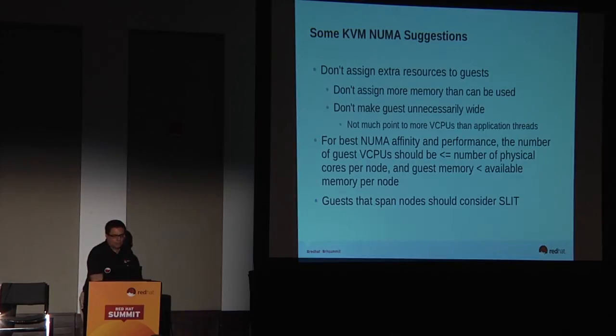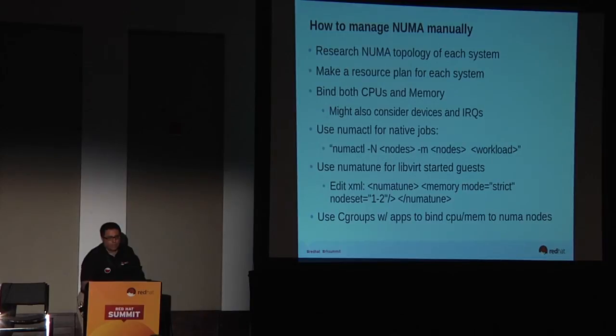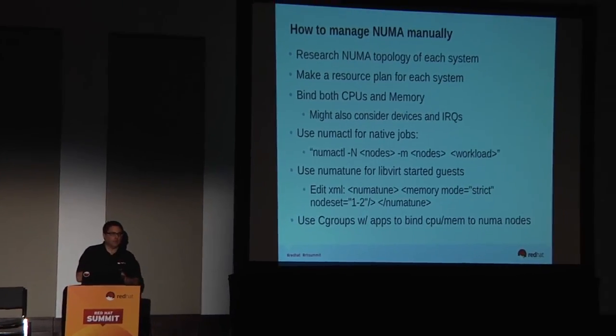And the last point here, if you have to have big guests that span NUMA nodes, you should really consider the system locality information data. Remember that 32 node system where 30 of the 32 nodes have a remote access latency of 4 times local memory. So it's important to put your guests in nodes that have a low internode latency. If you want to manage NUMA manually, there are many ways to do it.